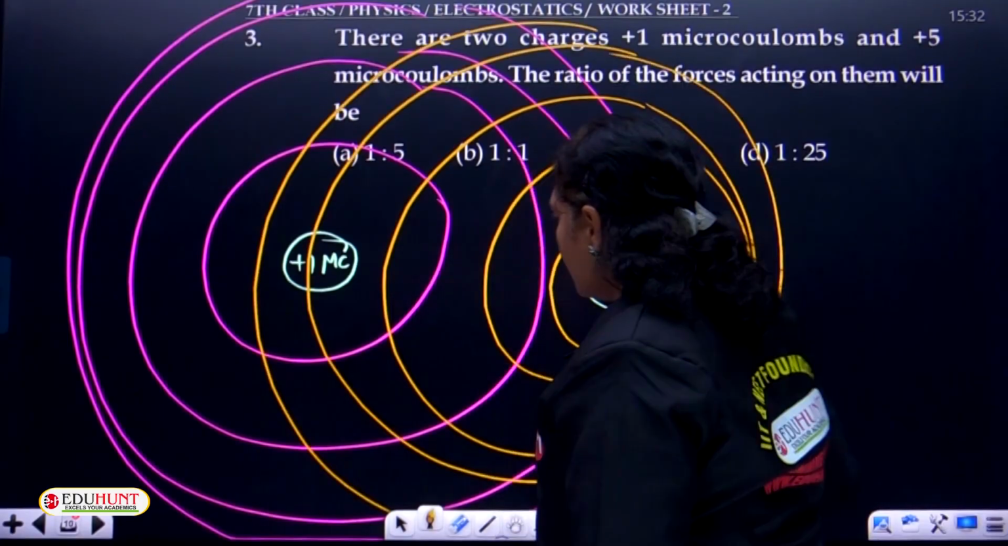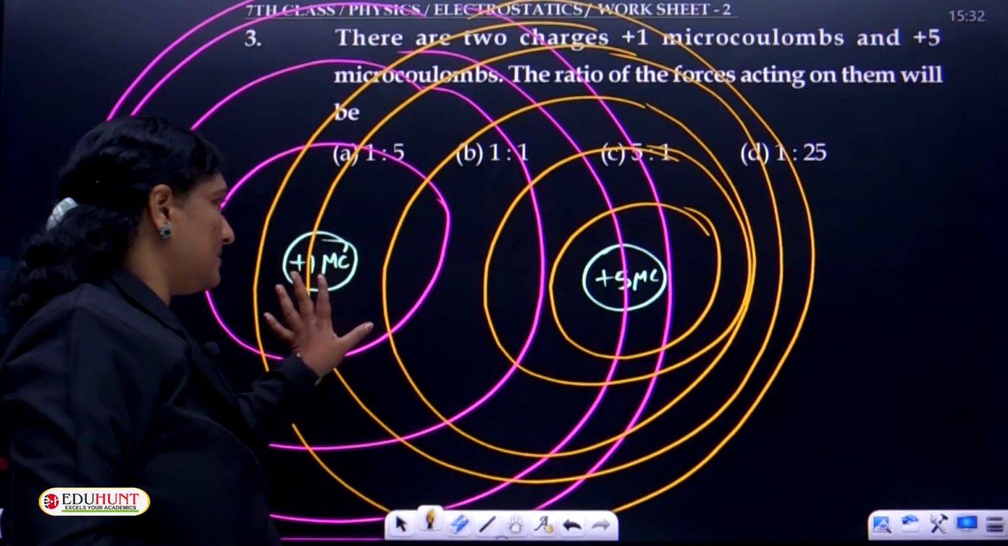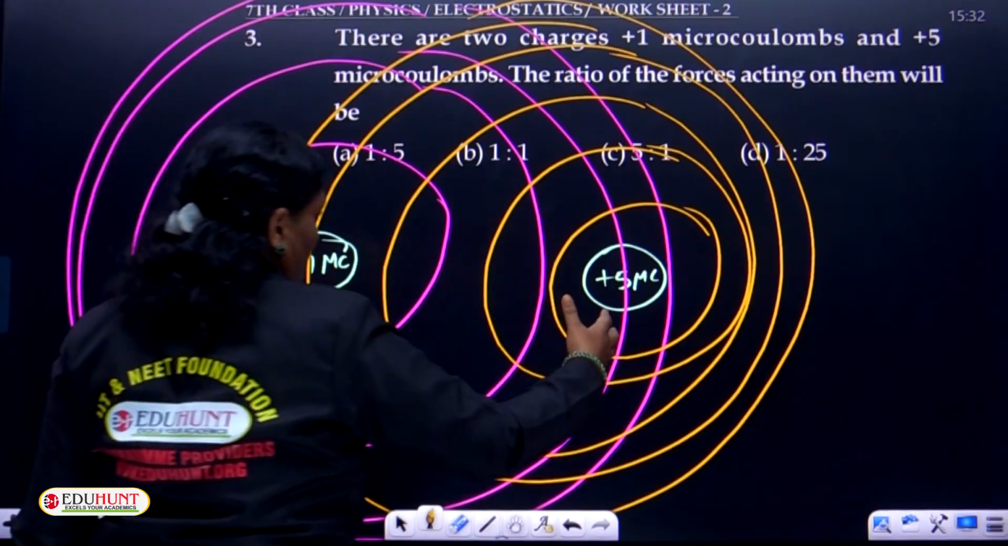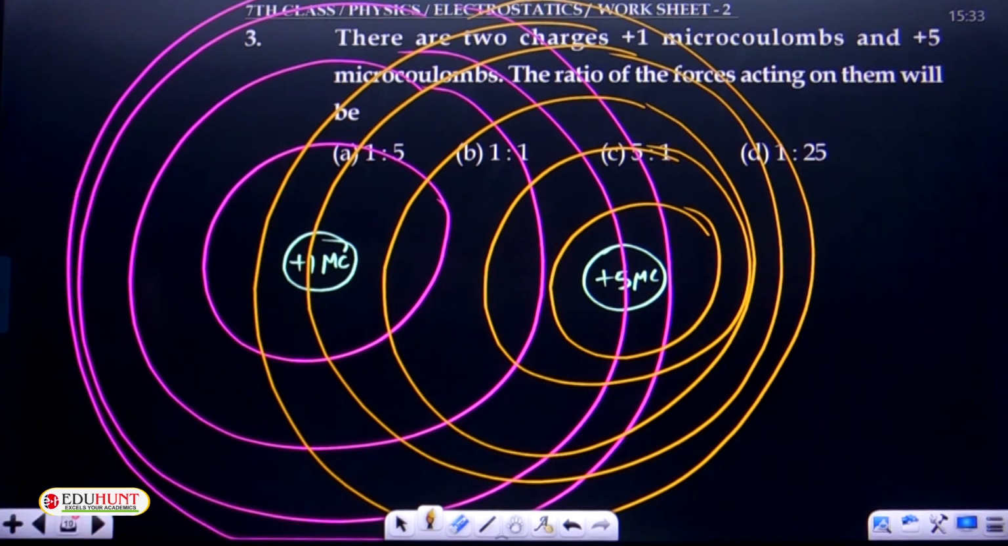So in the field of 1 microcoulomb, 5 microcoulomb is being kept, so it experiences some force. Similarly, in the field of 5 microcoulomb, 1 microcoulomb is there, so it also experiences some force.